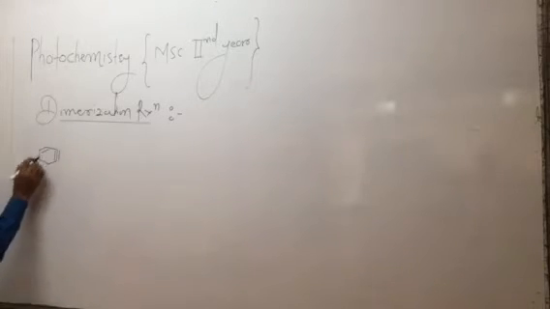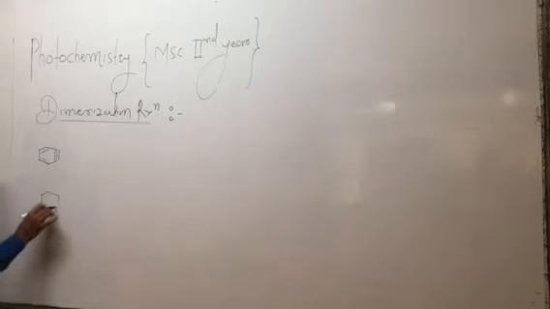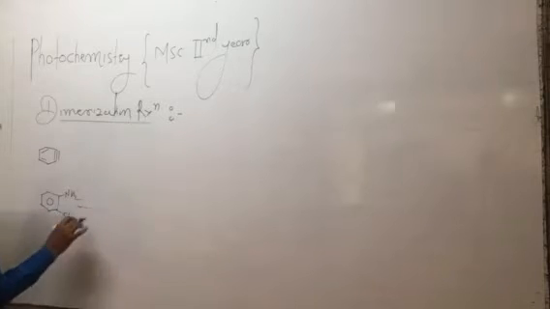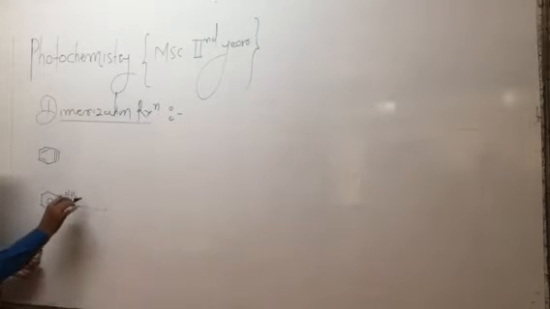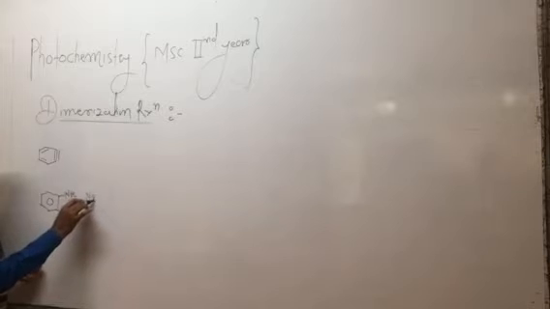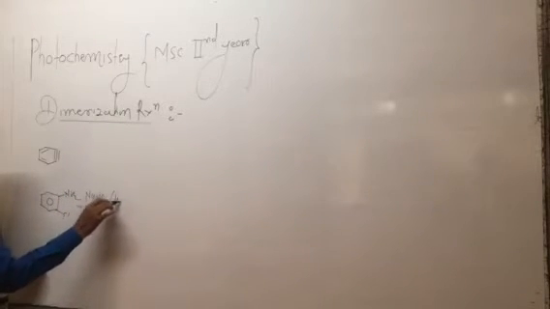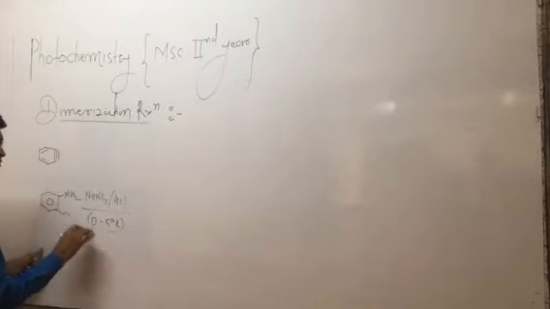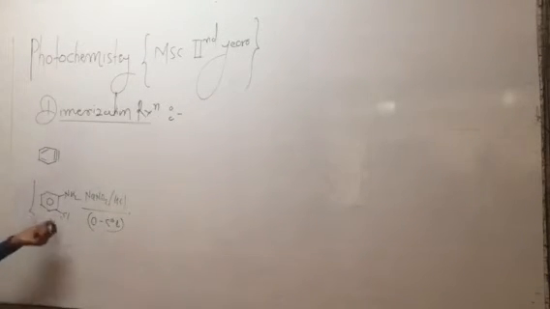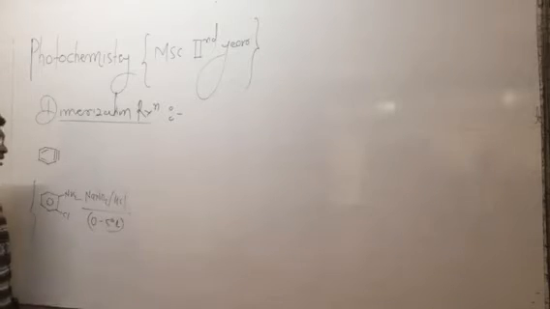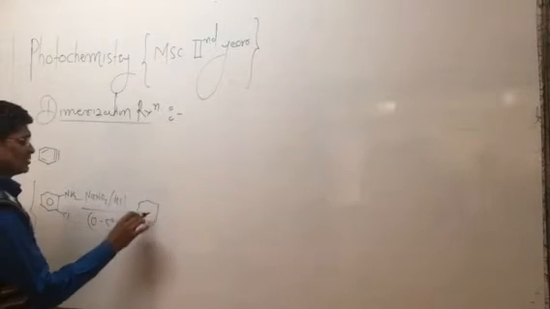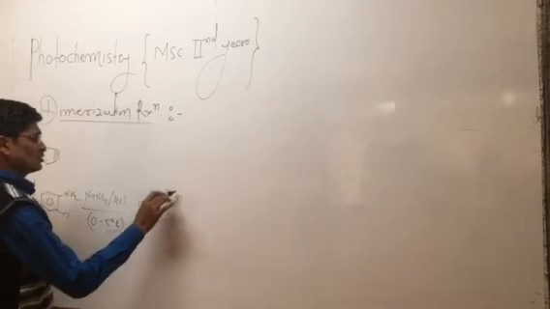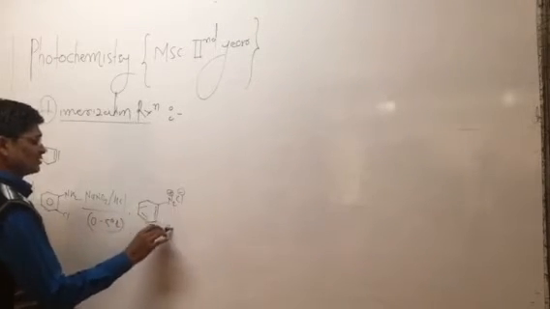How is it obtained? We have ortho-chloroaniline, that is 2-chloroaniline, treated with NaNO2 and HCl, hydrochloric acid, at 0 to 5 degrees Celsius. This well-known reaction is called the Sandmeyer reaction. Diazotization takes place here, converting it into N2 positive and Cl negative.